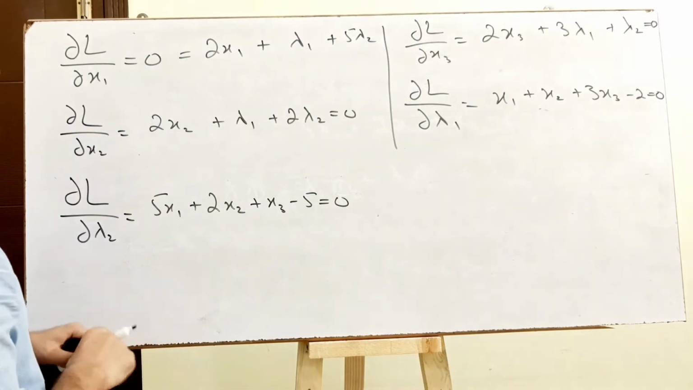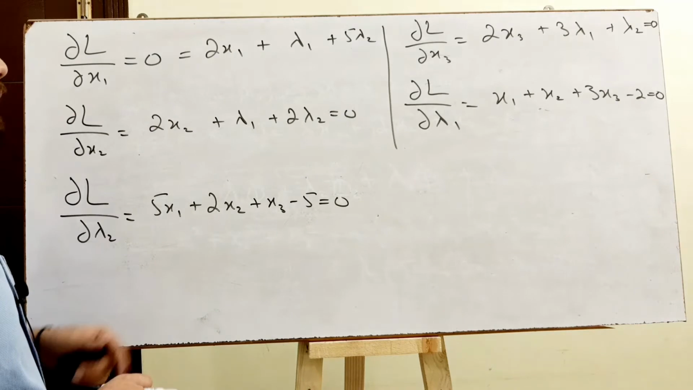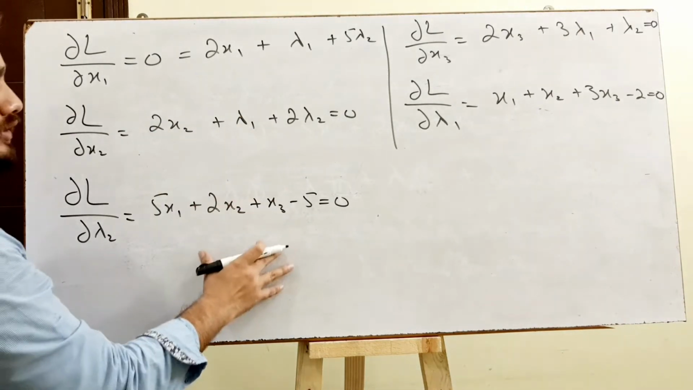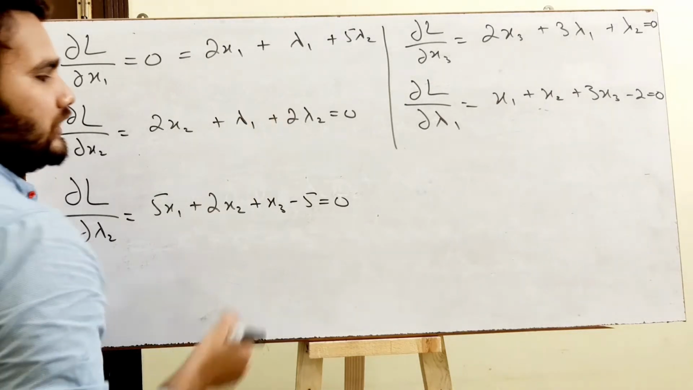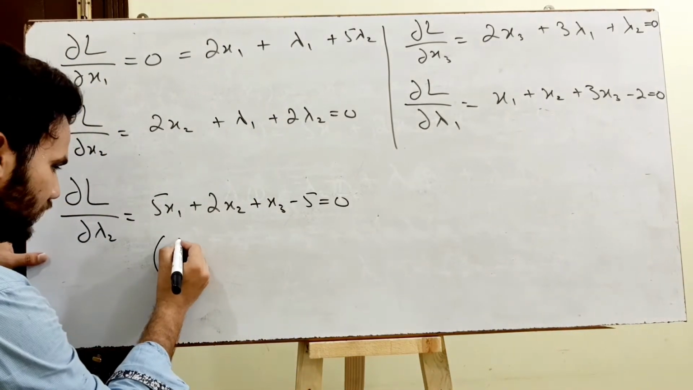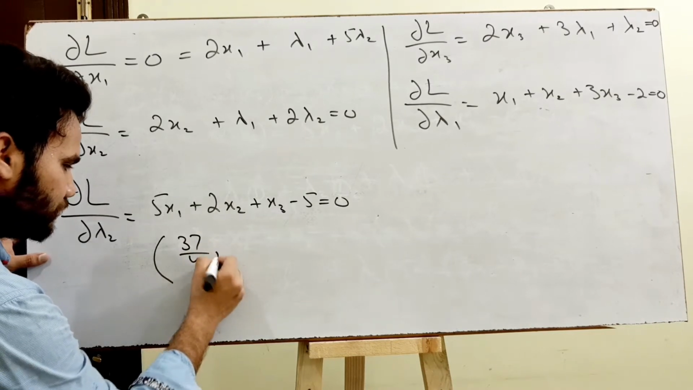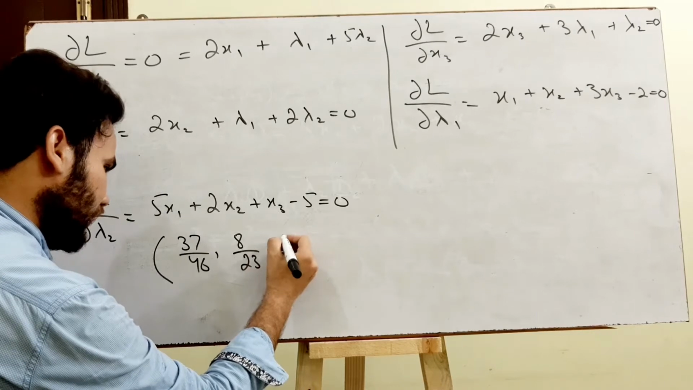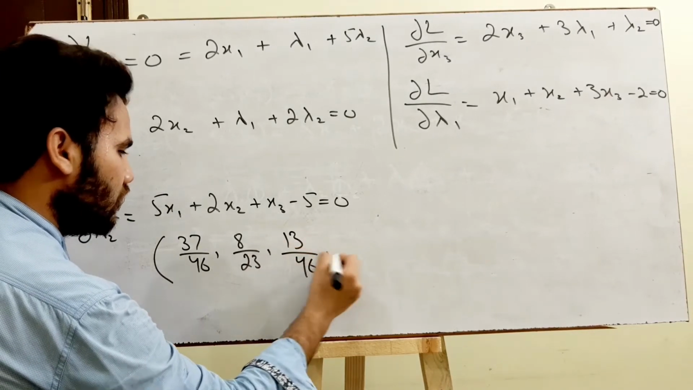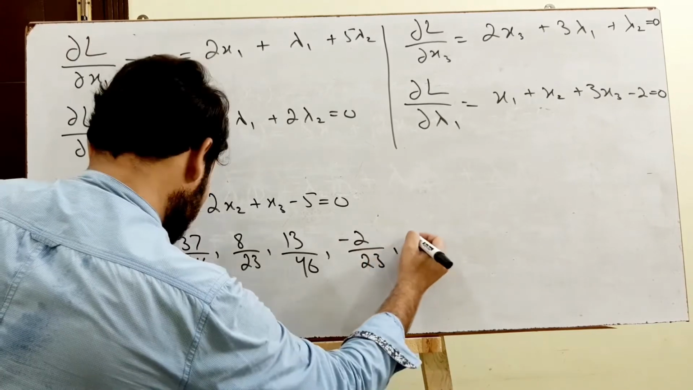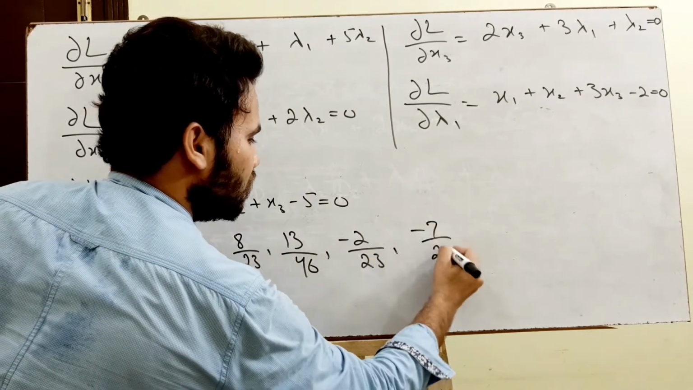I have made one video about solving this problem using reduced row echelon form. So if you have any trouble finding the point, you can watch that video. I found the critical point, which is 37 by 46, 8 by 23, 13 by 46, minus 2 by 23, minus 7 by 23.